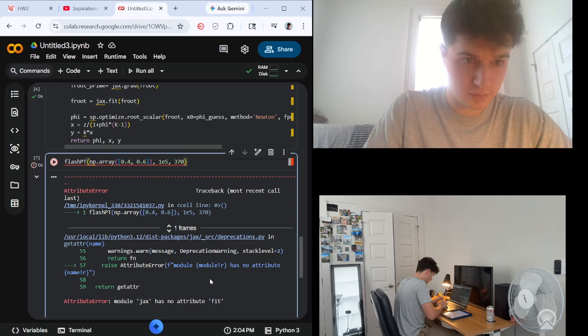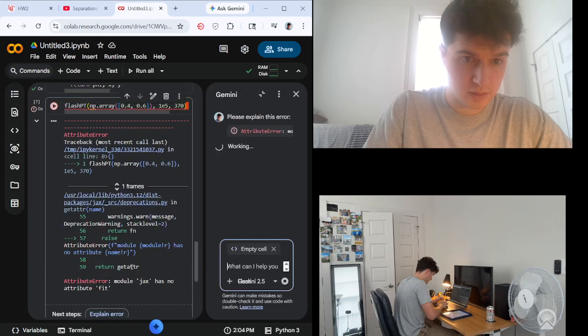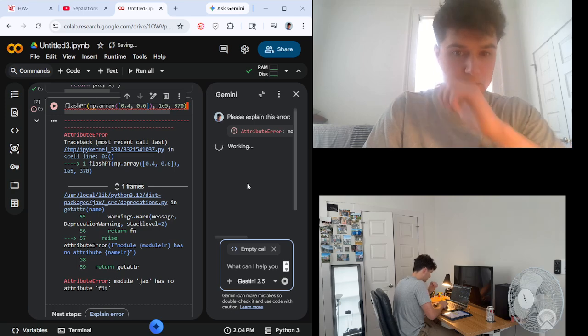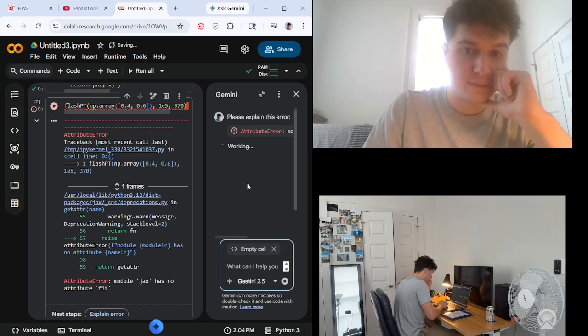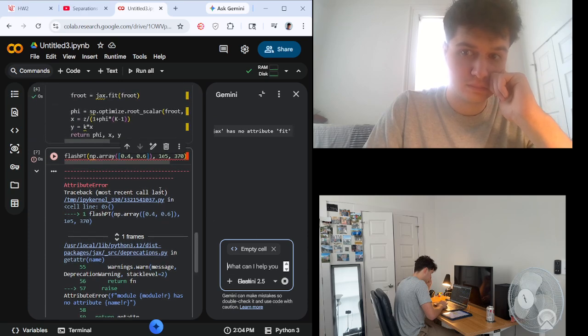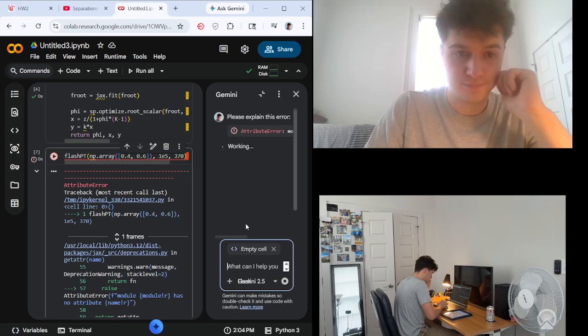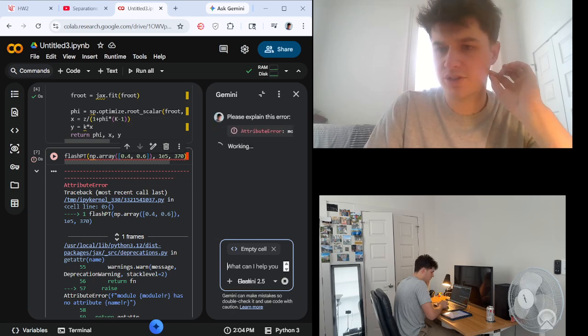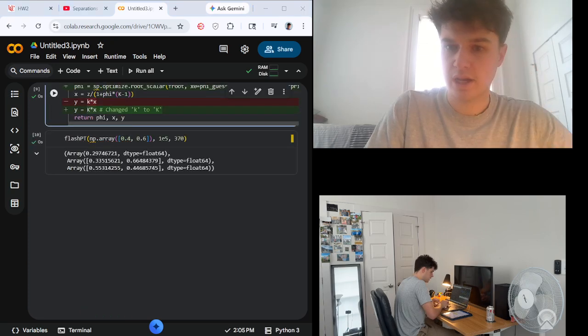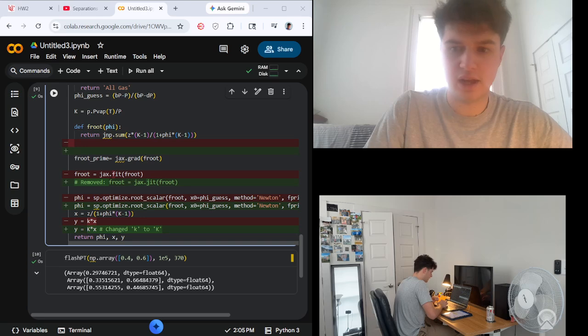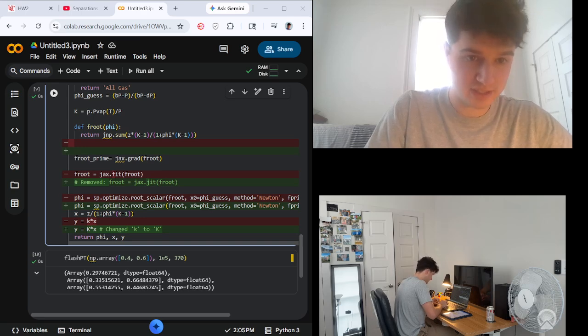It has no attribute fit. Let's explain this error. I'm going to pause and try to figure this out. This was actually a very simple fix. Gemini was telling me to do a bunch of weird stuff, but I realized I accidentally had fit here instead of JIT, so I put JIT in.